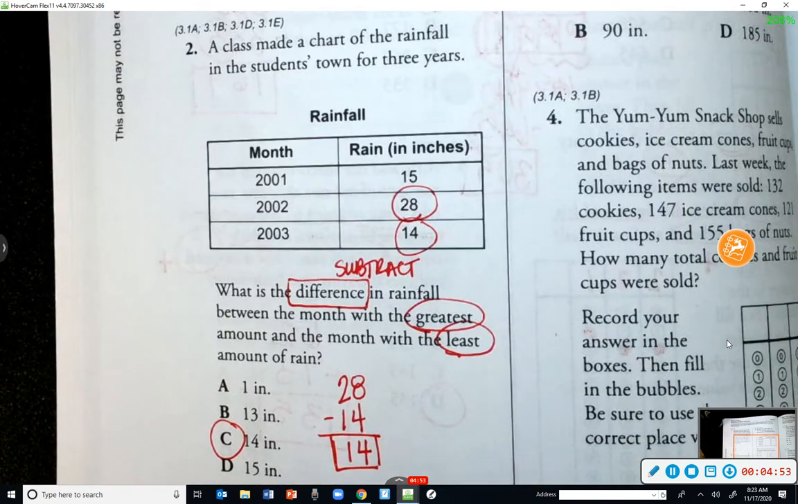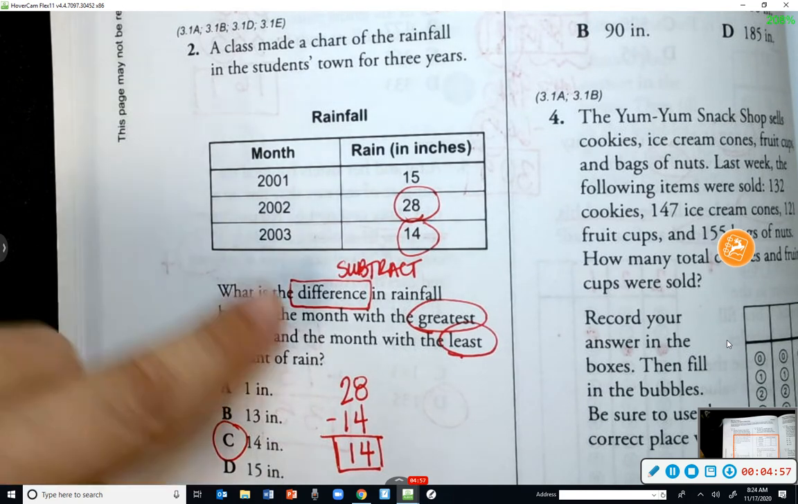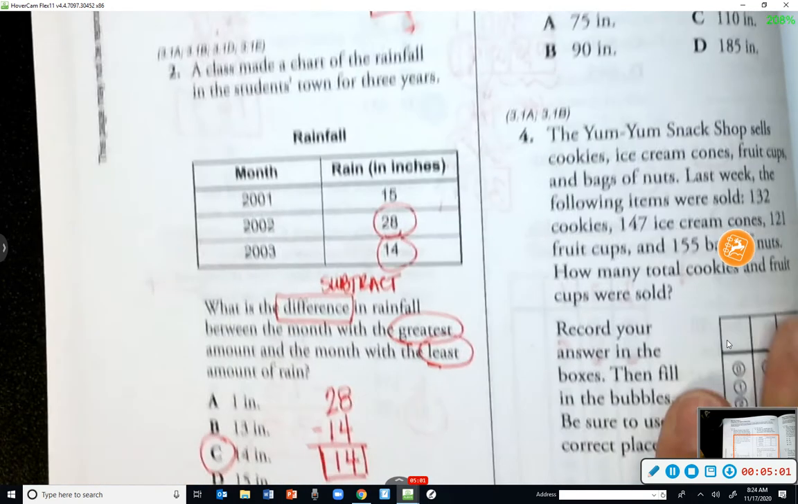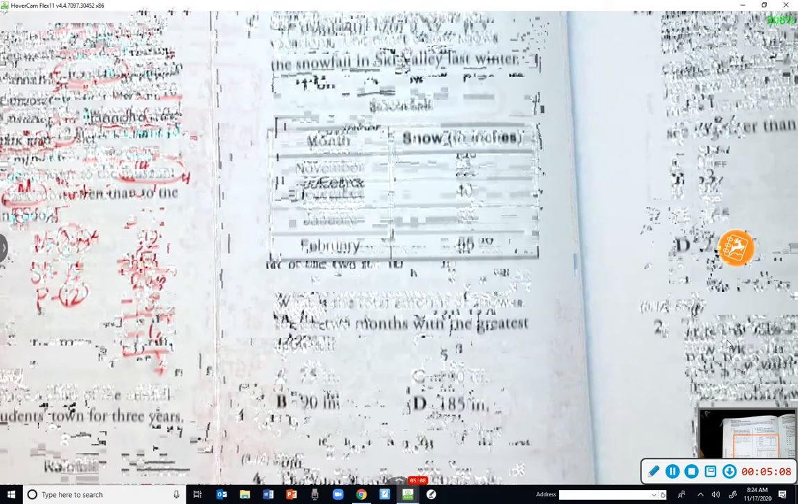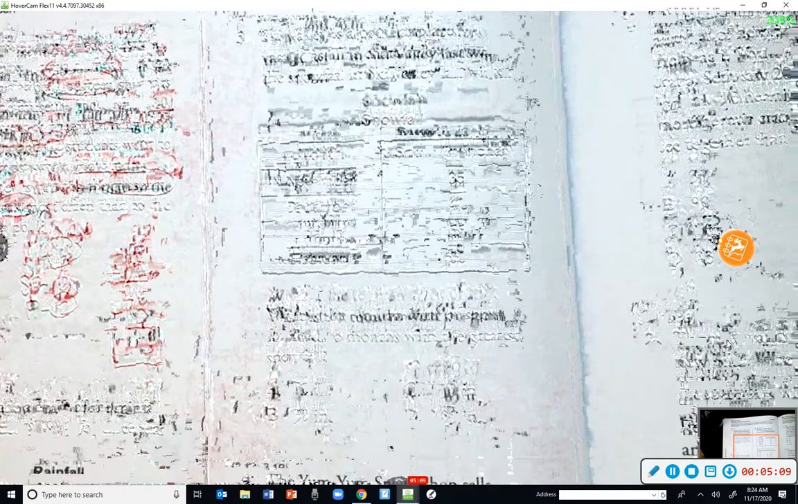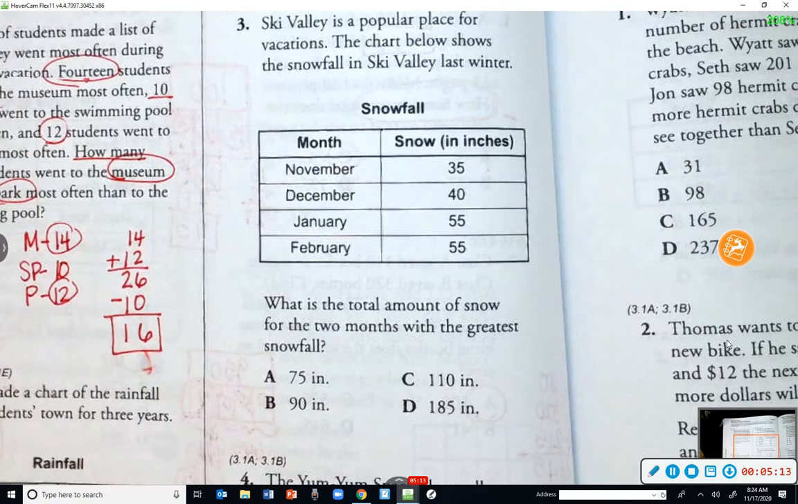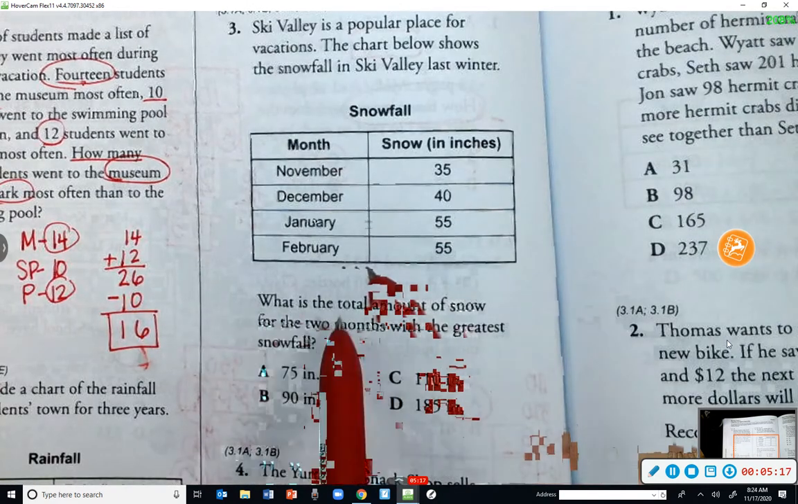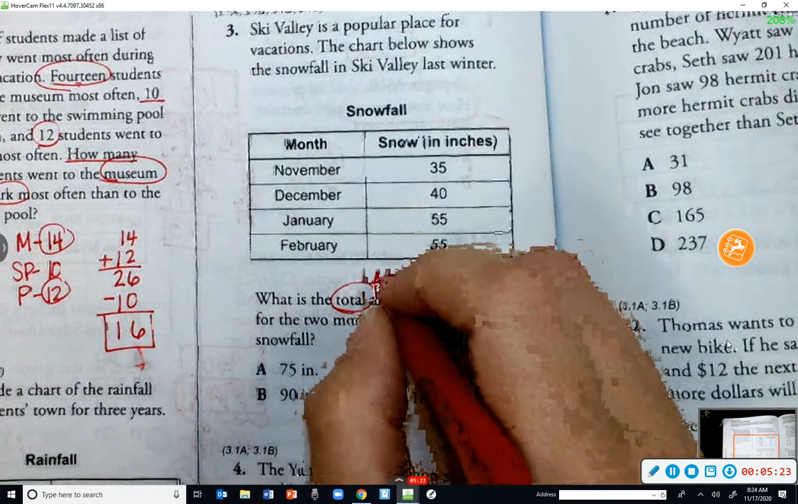Okay, make sure you're showing your work, labeling, circling important information. That one wasn't too hard, was it? Nope. Just had to make sure you use the right numbers. Greatest and least. Same thing for number 3. You had to make sure you used the 2 greatest months of snowfall. Because it says, what is the total? We all know how to find a total. You add.